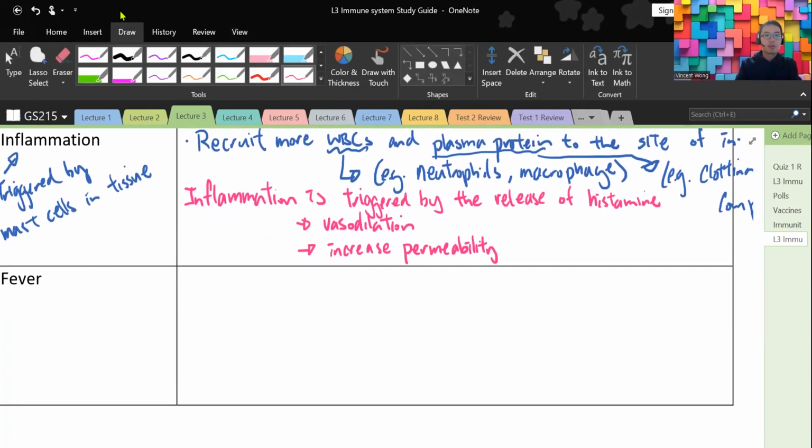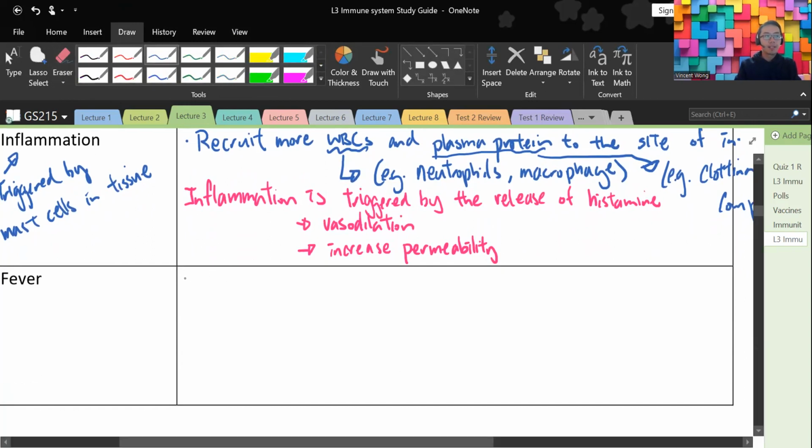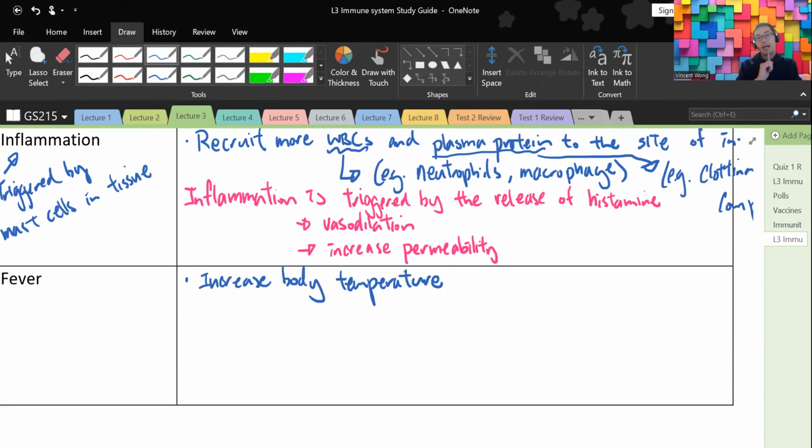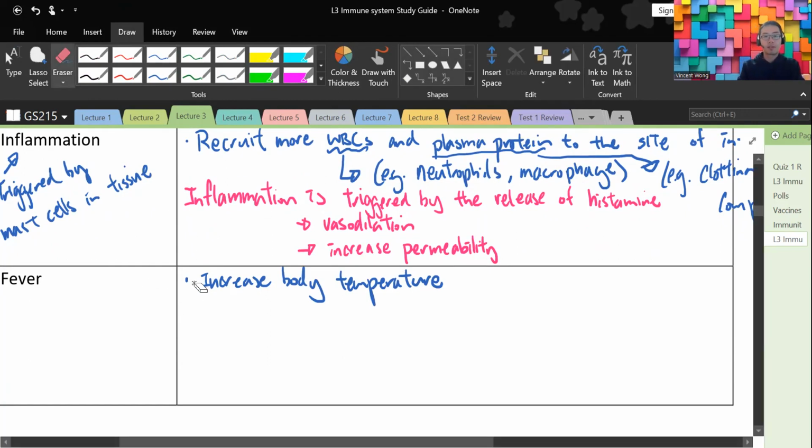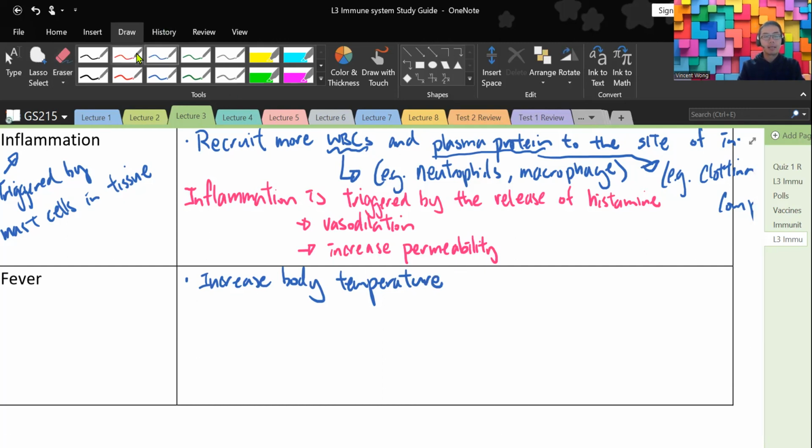Fever is another mechanism used by innate immunity. Okay, and the purpose of fever is basically to increase body temperature. Right, which allows a bunch of things to happen. It will, for example, increase your metabolism so you can make more defense protein. It will slow down the activity of bacteria, and so on and so forth, right? So that's the purpose, increase body temperature.